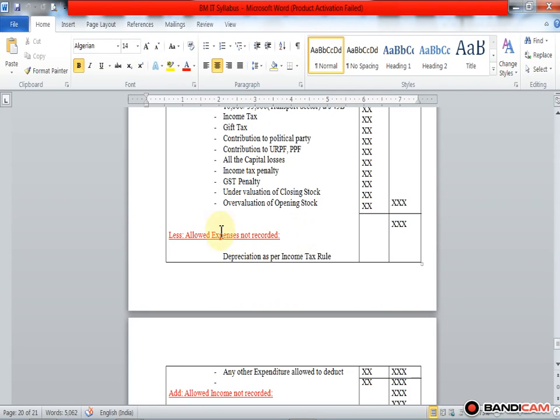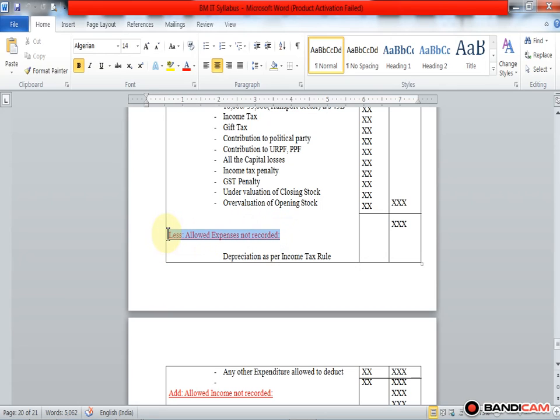So here, expenses related to business but given in the adjustment, then these expenses are allowable for deduction, so that we deduct these expenses from net profit. So if depreciation as per income tax rule is given to you, then this depreciation is allowable to deduct from net profit. Any other expenditure which is related to business is allowable for deduction.